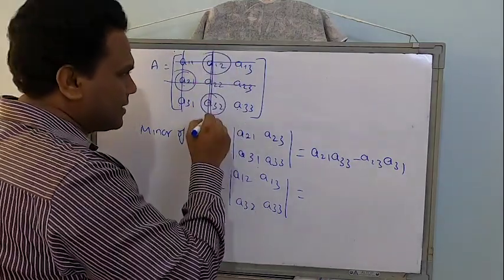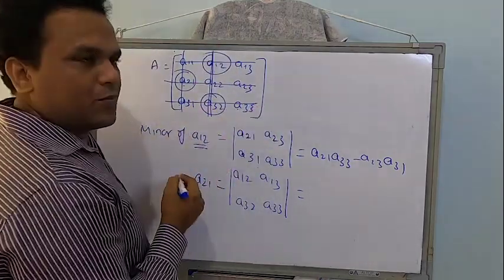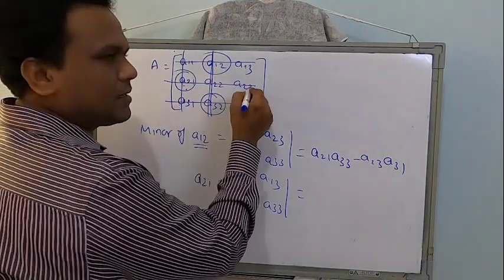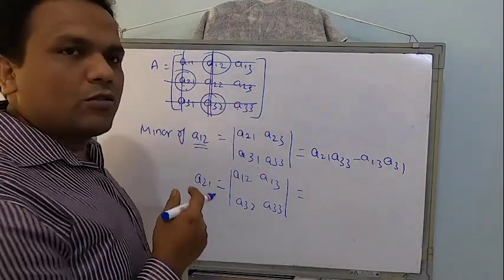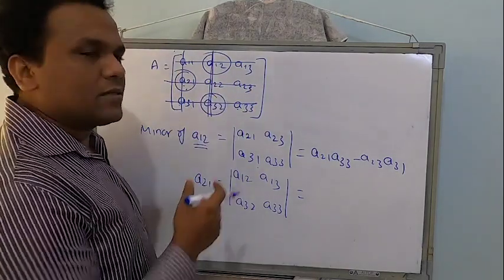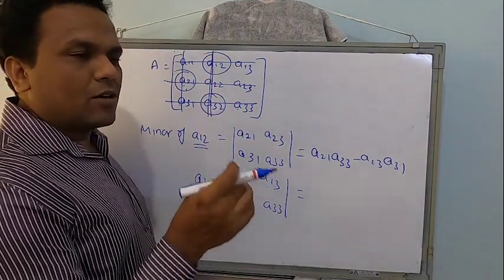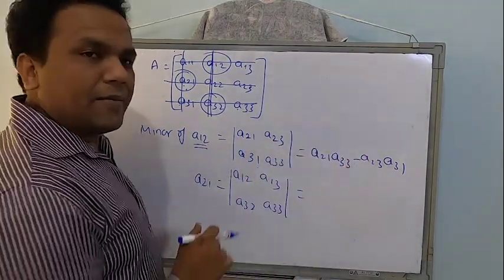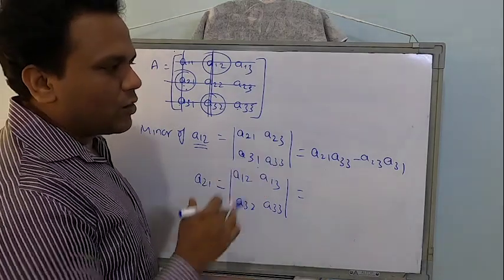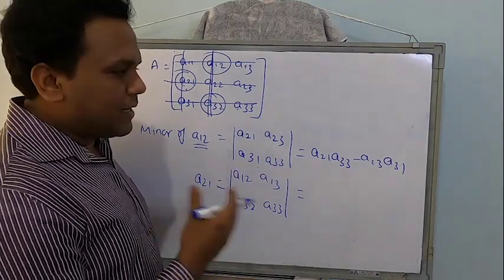What if I want to find out the minor of A32? Delete the second column and the third row. What are the remaining 4 elements? Take these 4 elements, expand it and get it. So I can find out the minor of all the 9 elements by using the simple concept: delete the column and row in which that element is present and take the determinant of the remaining 4 elements. Just expand it, whatever you get, that will be called the minor of the element.